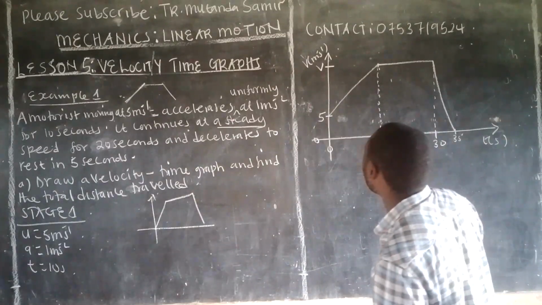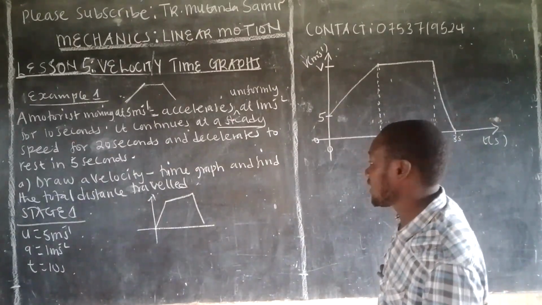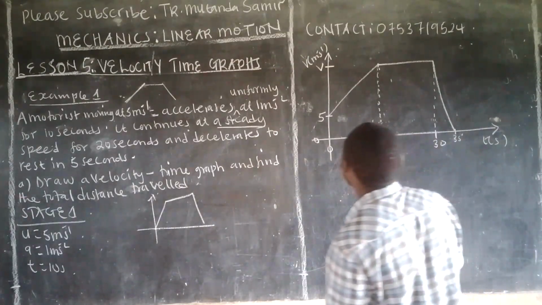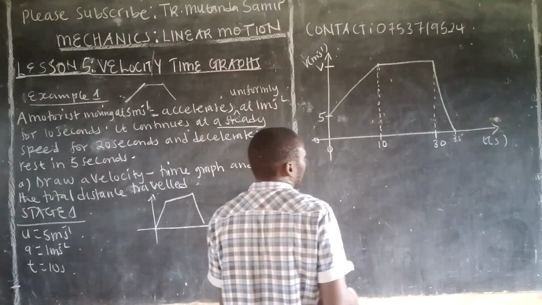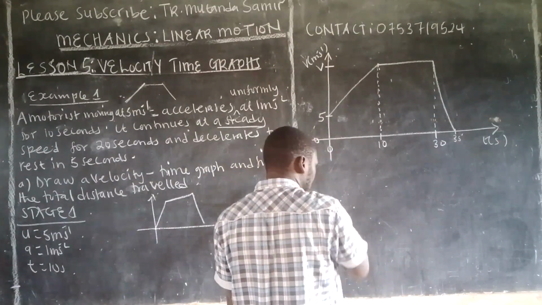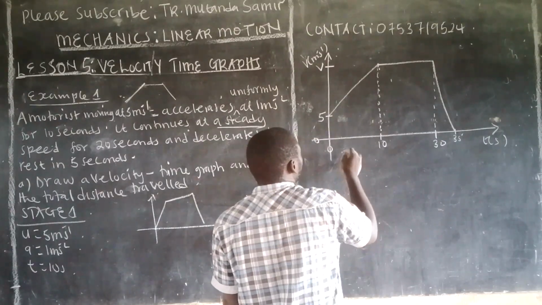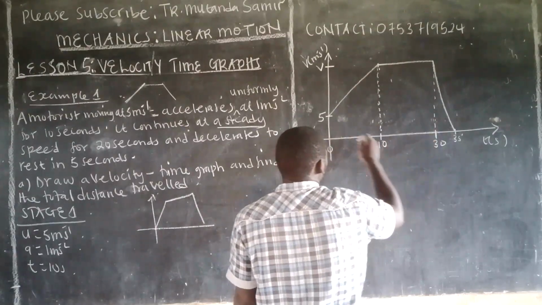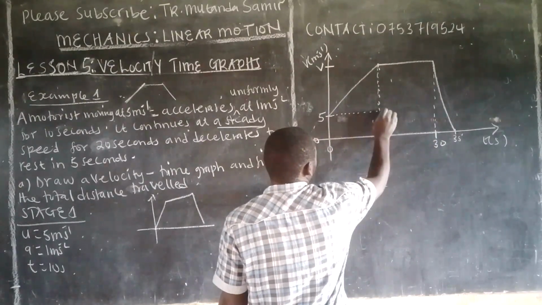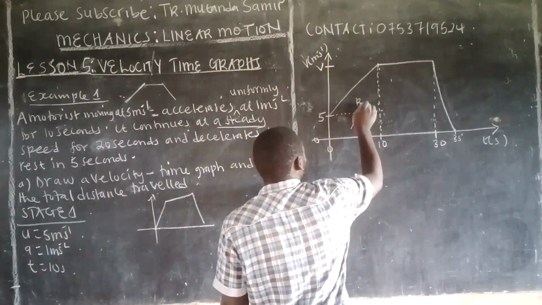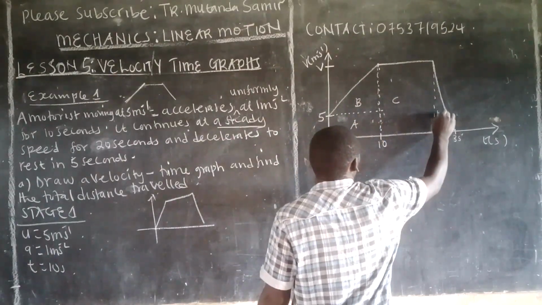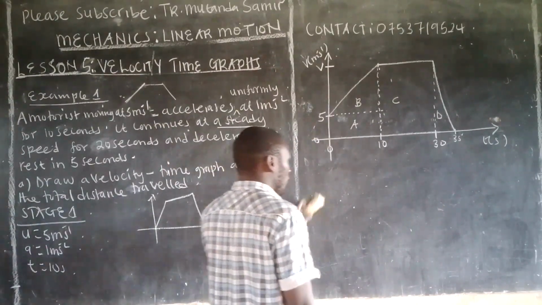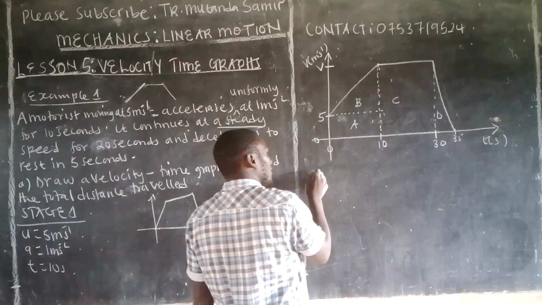Good. Now, what next? We are done drawing our graph. They are saying find the total distance traveled. No problem. Distance is equal to, now you can label. I don't know what you prefer, but this one here I'm seeing is a trapezium, a rectangle, and a triangle, but you can decide to split it like this. So this one becomes your A, this one your B, this one your C, this one your D, like that.